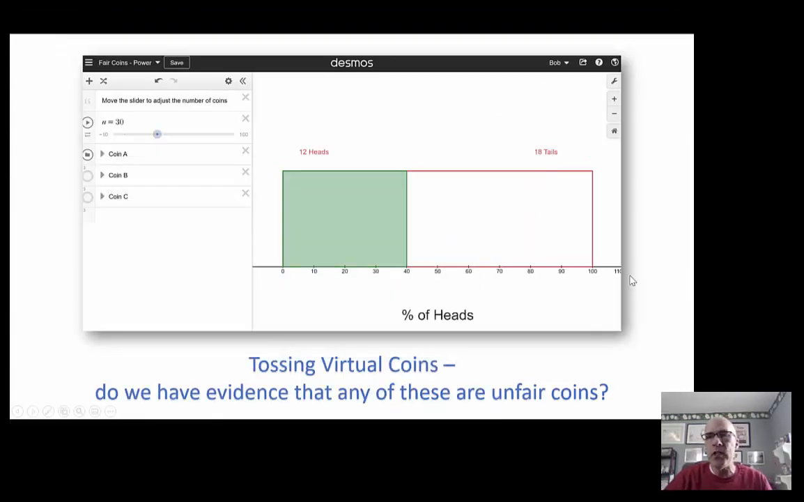What we want to be able to do is gather evidence as to the fairness of these coins. So our null hypothesis is that the coin might be fair, but the alternate hypothesis is that the coin is unfair, in that the coins have something other than a 50-50 chance of landing on heads or tails.